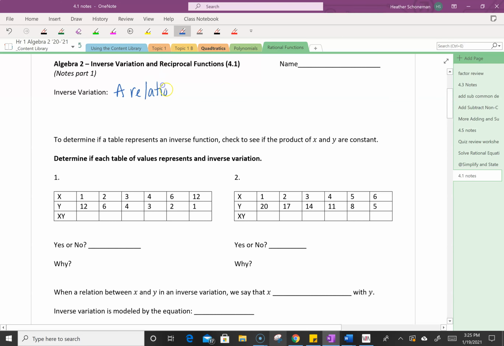Spell this correctly. A relationship with two variables where when one increases, the other decreases.